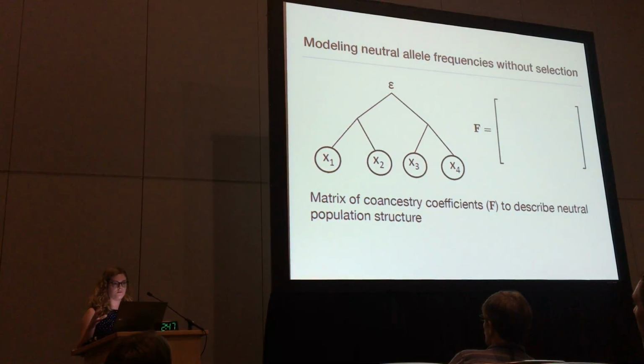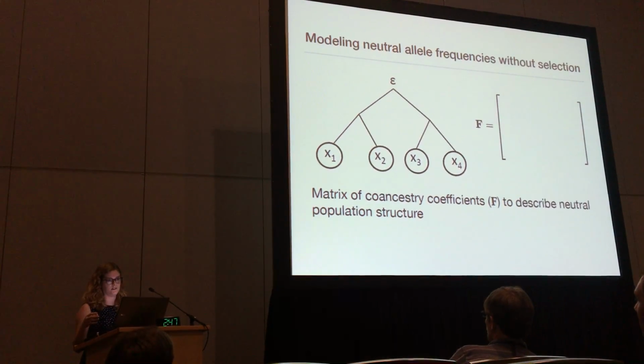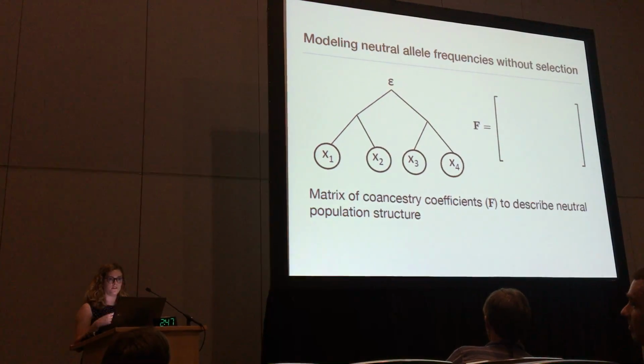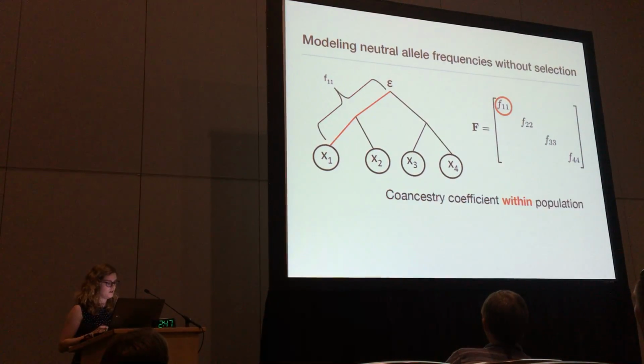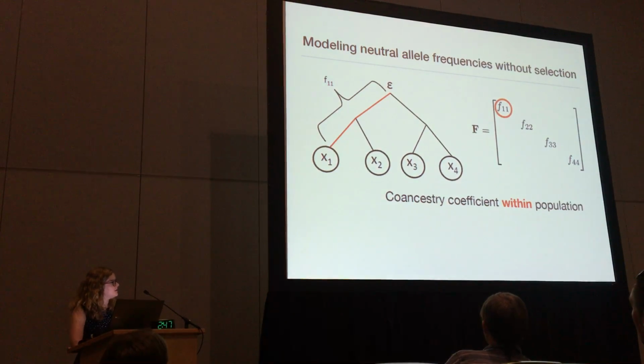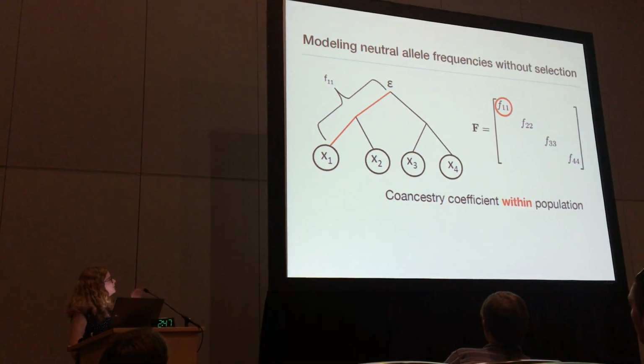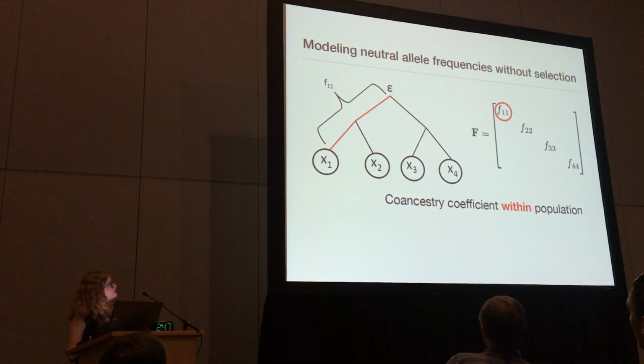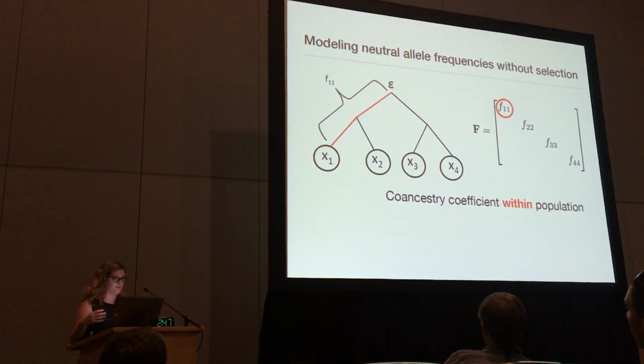To describe this neutral population structure, we can set up a matrix of coancestry coefficients that describe the amount of drift within and between population pairs. So for example, the coancestry coefficient within the first population, population 1, is F11, and this describes the amount of drift within the single first population.